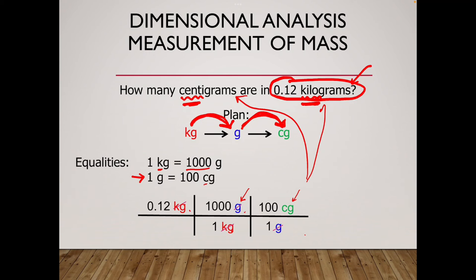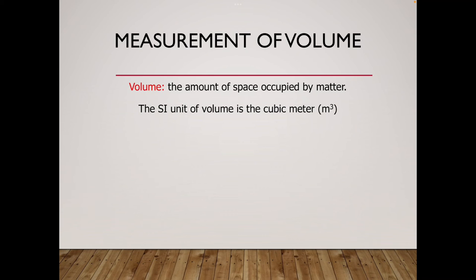Now we can just punch this in our calculator. We'll multiply all of the numbers on the top and divide by all of the numbers on the bottom and get our answer. So it doesn't matter whether we're doing this with length or with mass, this system of conversions always stays the same. All you need to do is find your equalities so that you can plug them into this dimensional analysis process and get your answer.